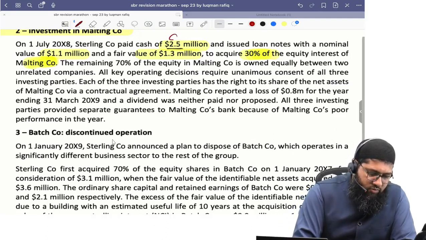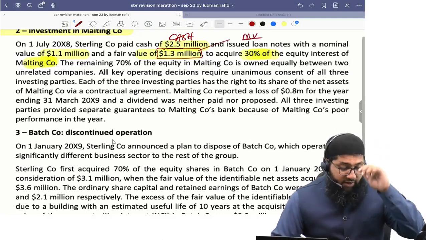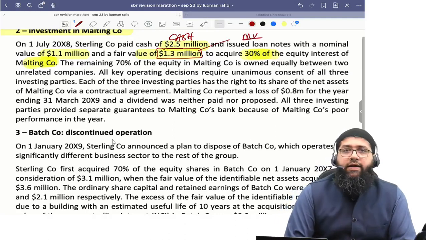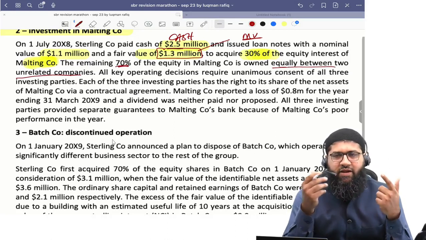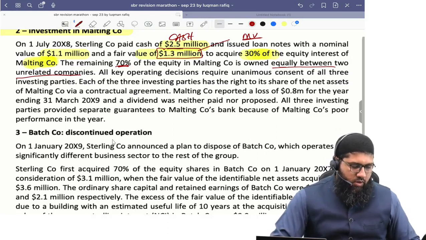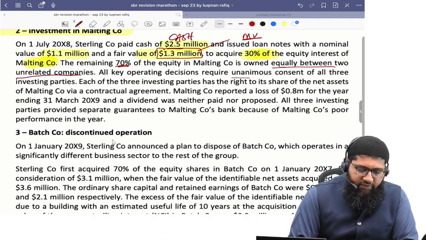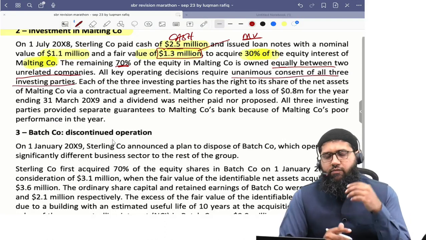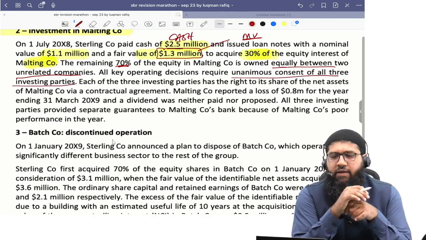This was cash, and loan notes of nominal value this, sorry, market value this, to acquire 30% of the equity interest of Malting Company. The remaining 70% in Malting is owned equally between two unrelated companies. Unrelated companies means they're not connected to each other and they're not taking the decisions together. Now it says all key operating decisions require unanimous consent of all three investing parties. Unanimous means everybody should agree. So when everybody should agree, that means it's a joint control.